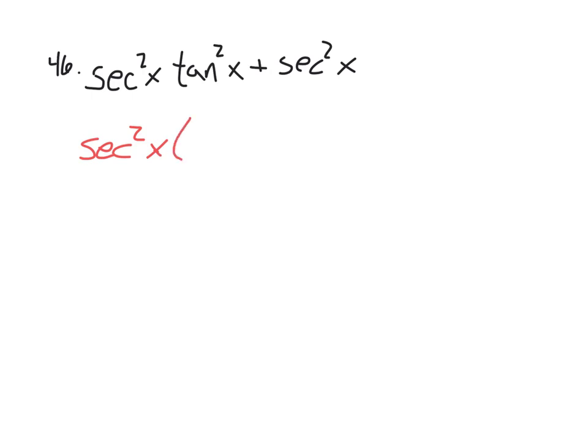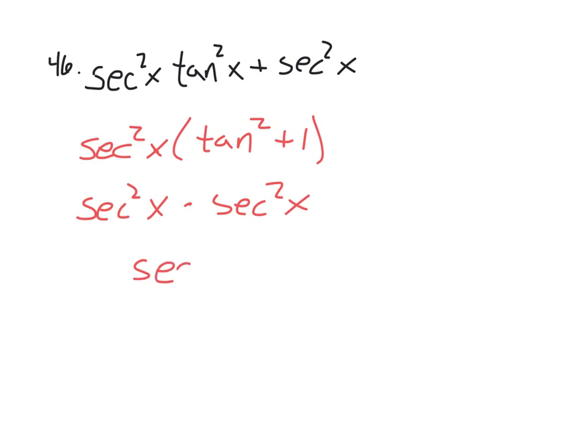And when I do that, I'm left with a tangent squared plus 1. And that tangent squared plus 1 is one of our Pythagorean identities. And so this actually is going to be secant squared of x times tangent squared plus 1, which is another secant squared of x. And so when we multiply those together, we'd have secant to the 4th of x.